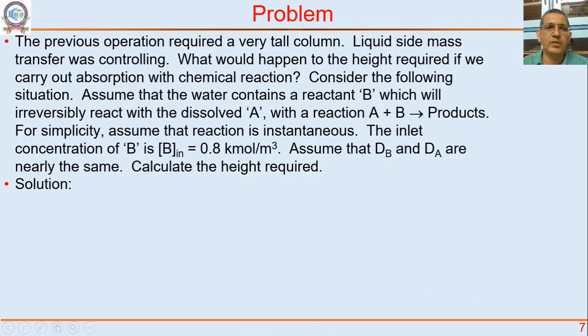One option is to allow reaction to take place in the liquid side. So if this pollutant is like H2S or carbon dioxide, have an amine in the liquid phase. They will react. Right? Let's assume right now that reaction is instantaneous. So now all resistance is shifted to the gas side. There is no resistance on the liquid side. Right? Now calculate the height required. Do this for yourself. Pause the video and do it for yourself.